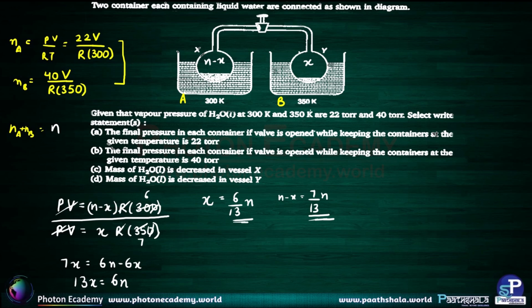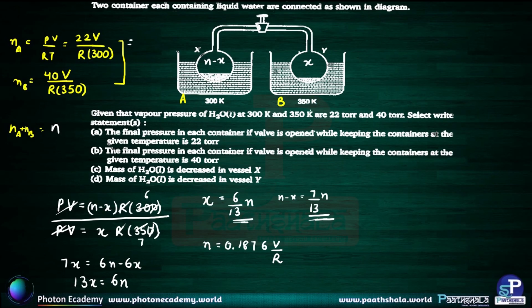So for this further calculation, let's first try to calculate what our Na and Nb are. For the sum of Na and Nb, we would have 22 divided by 300 plus 40 divided by 350, and this gives us 0.1876. That is, N can be written as 0.1876 V divided by R. Okay.